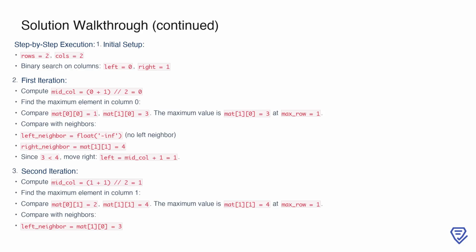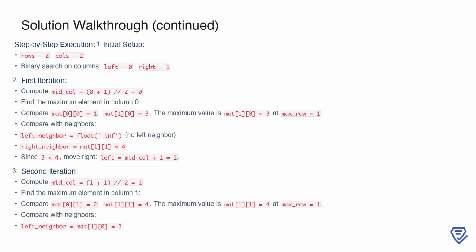In the first iteration, we calculate the middle column as min_col equals (0 plus 1) // 2 equals 0. Then, we find the maximum element in column 0 by comparing the rows. Here, mat[0][0] equals 1 and mat[1][0] equals 3. The maximum value is mat[1][0] equals 3, located at max_row equals 1.